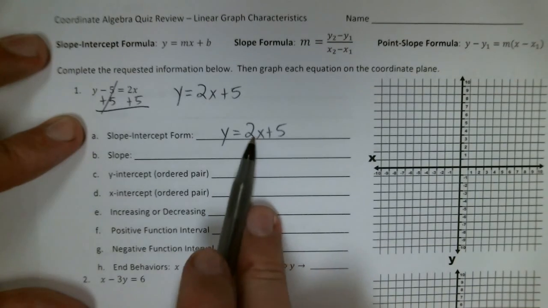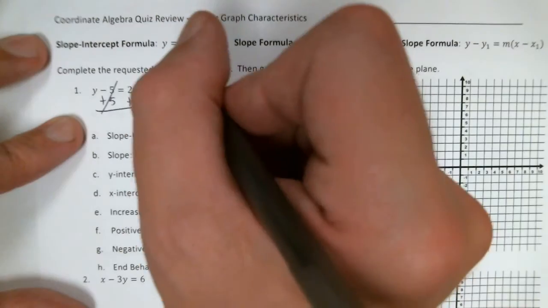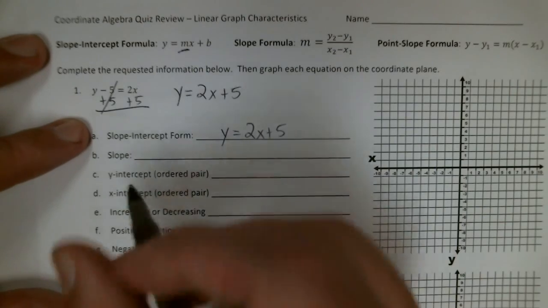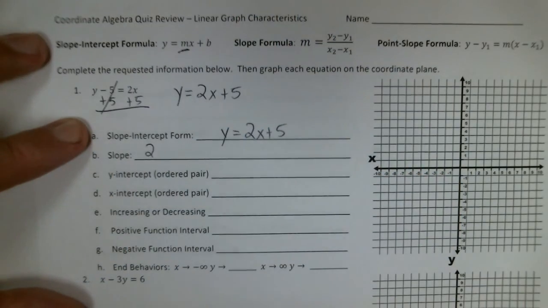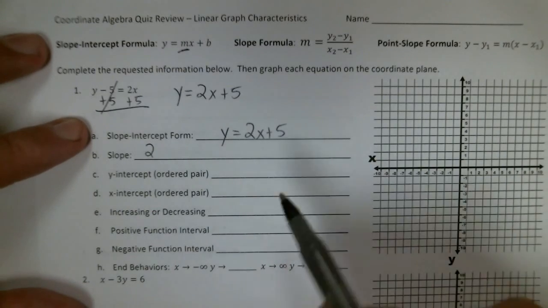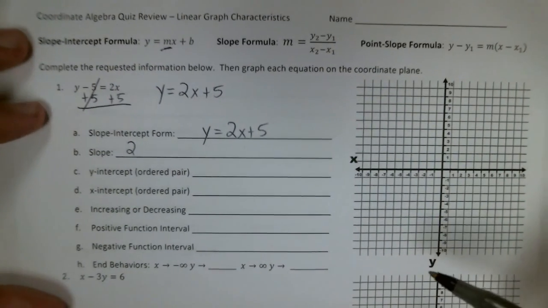My slope is simply the m. That's my m term right here. That's my slope. It's just the coefficient in front of the x. So my slope is 2. That's a rise over run. That means I'm going up 2, right 1, up 2, right 1. So before we answer the rest of the question, let's go ahead and plot this.